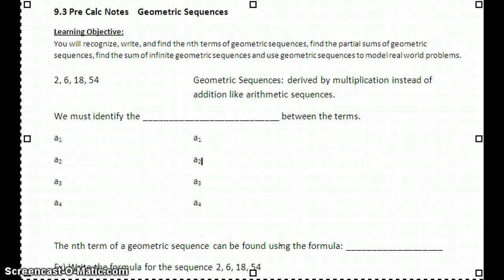This video covers Pre-Calc Notes 9.3. It's part 1 of the video. We're going to cover the topic today being geometric sequences.